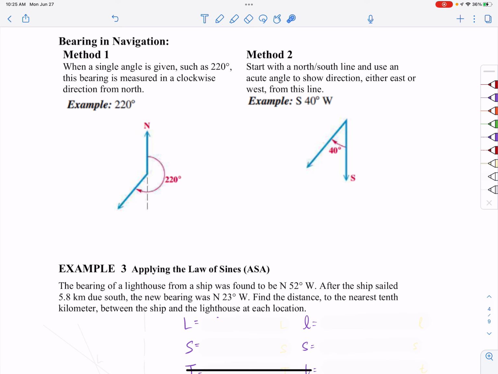So in this case, we want to start with our south line, and then we're going to go west of that 40 degrees. So that's how you draw when you have 2 directions, always starting with north-south.